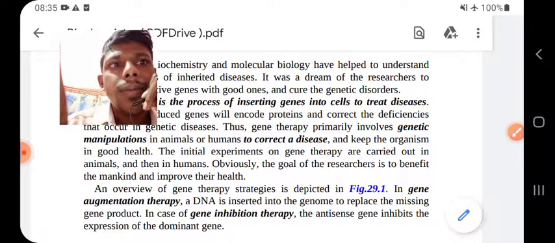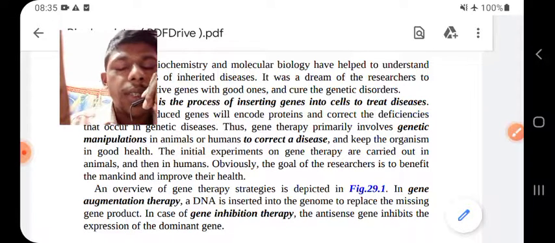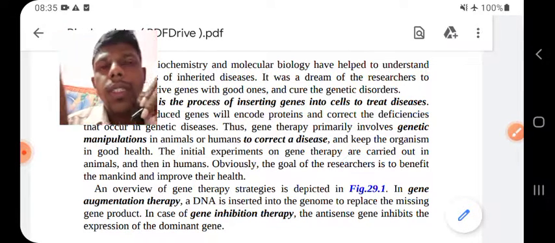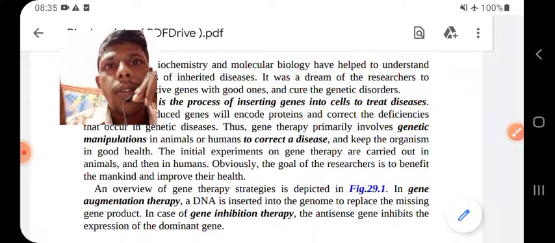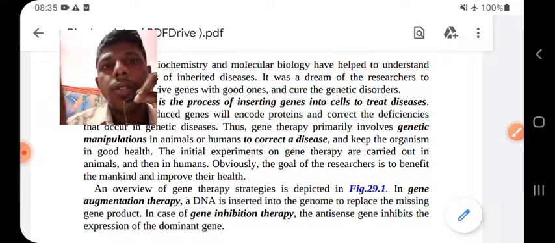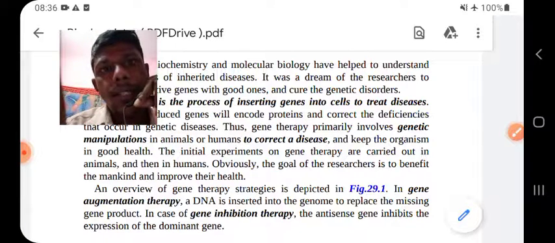Today I will discuss the gene therapy chapter that is given in your GE paper, in your biotechnology and human welfare syllabus. We have just done the introduction to gene therapy in the last class in the offline mode. So let's get started now.